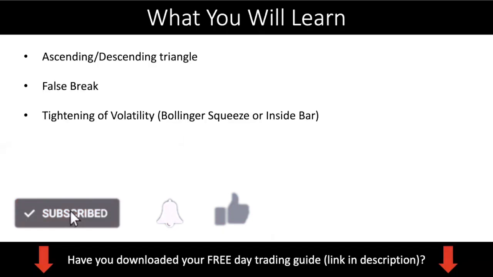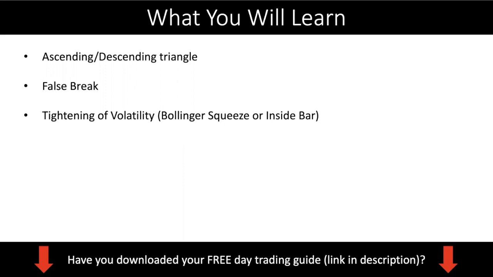Now, just a quick breakdown of what I'll be covering today. I'll show you the top 3. The number 1 is actually the ascending and descending triangle. Then I'll go on to the false break, and the last one that I want to talk about is the tightening of volatility.